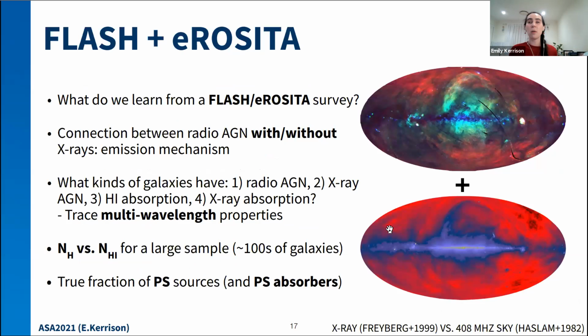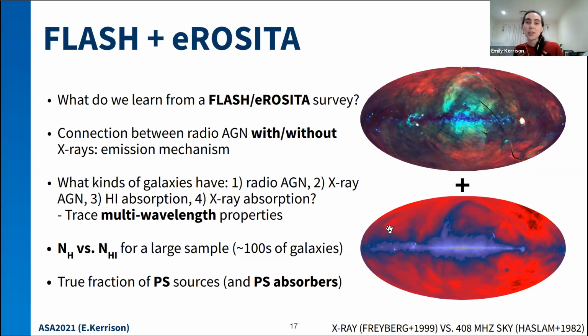So what can we learn from a combination of these two surveys? Well, it'll allow us to probe the connection between radio AGN with and without X-rays and learn something about how their emission mechanisms differ. It'll also allow us to ask and answer questions about what kind of galaxies have radio AGN, X-ray AGN, H1 absorption, and X-ray absorption.